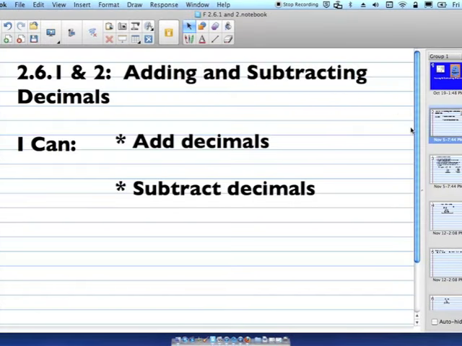Hey 6th graders, tonight's lesson is 2.6.1 and 2. We're adding and subtracting decimals. I can add decimals, subtract decimals.